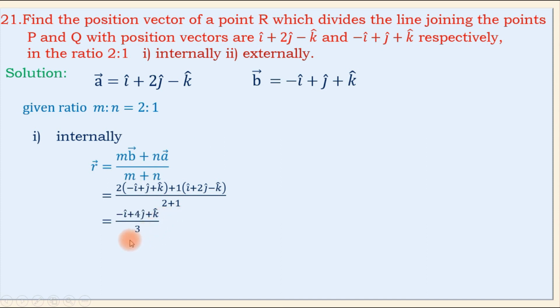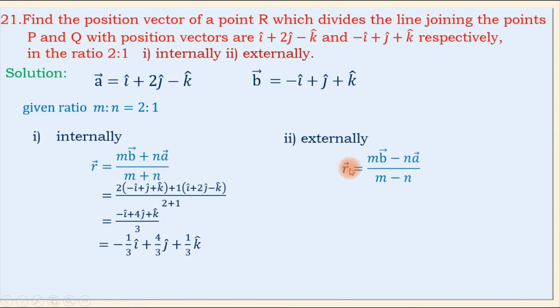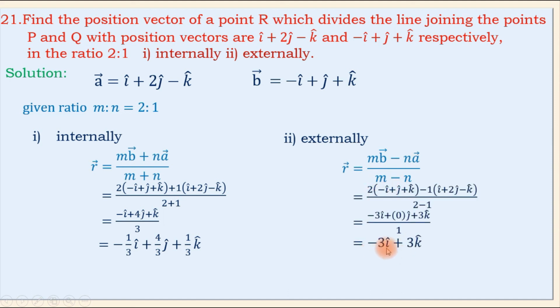So this gives (minus i cap plus 4j cap plus k cap) divided by 3. This can be split as minus 1 by 3 i cap plus 4 by 3 j cap plus 1 by 3 k cap. And for external division, the section formula becomes r vector equals (m b vector minus n a vector) divided by (m minus n). So that becomes minus 3 i cap plus 3 k cap.